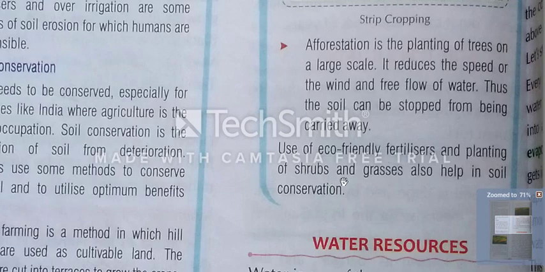Yes class, I hope whatever I have told you today is clear. One word also used, eco-friendly. Eco-friendly means पर्यावरण के अनुकूल, which is good for the environment. Eco-friendly fertilizers are the fertilizers which are good for the environment.